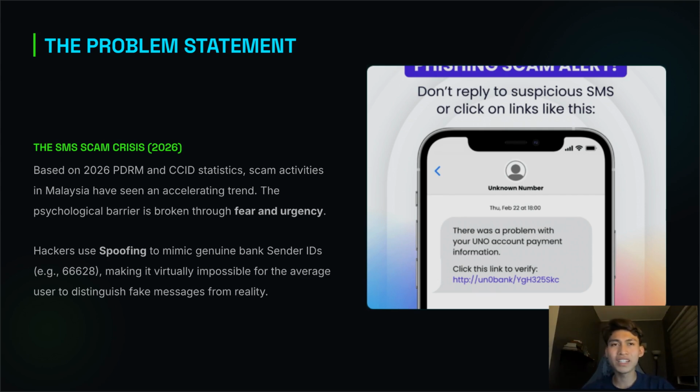Mechanically, the hacker exploits underlying vulnerabilities in the telecommunications routing networks through an SMS gateway service to manipulate the sender ID. Because the message drops directly into a legitimate historical text thread of the victim's bank, it becomes virtually impossible for an ordinary everyday user to separate reality from a spoof execution.